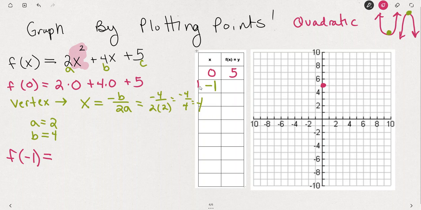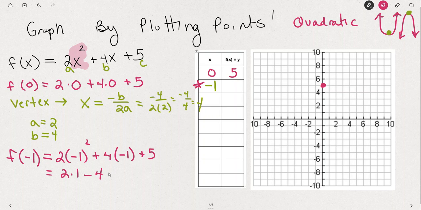I want to be sure that negative 1 is one of the values I use to replace the variable x. Let's look at what happens here when we replace this x with a negative 1. Be careful with your negative here, because when I square the negative 1, I get a positive 1. So this is going to be 2 times 1 plus 4 times negative 1.